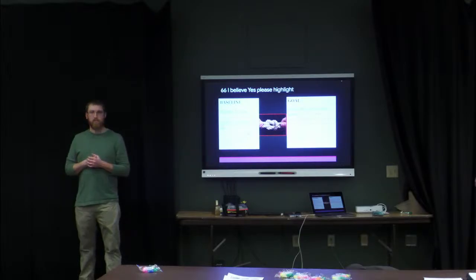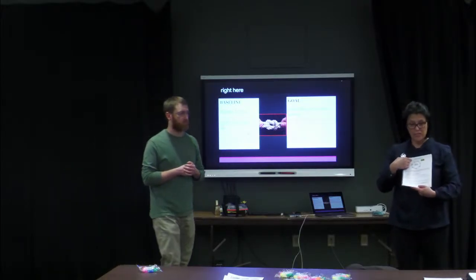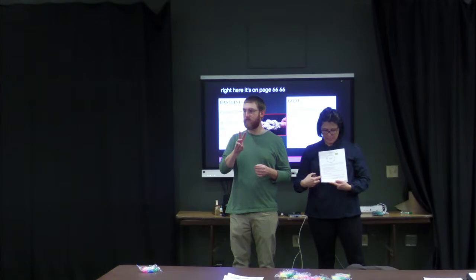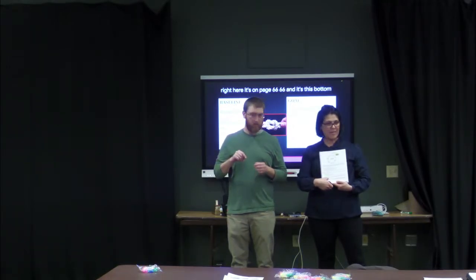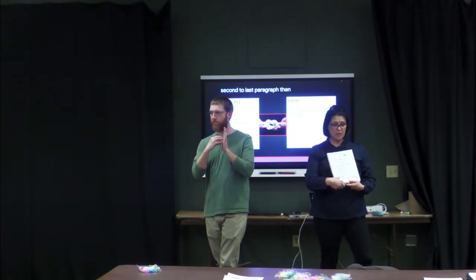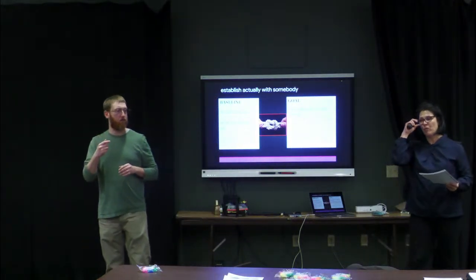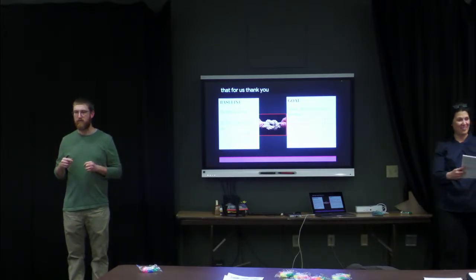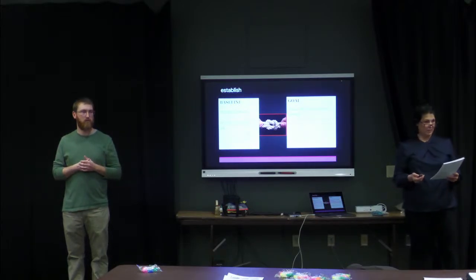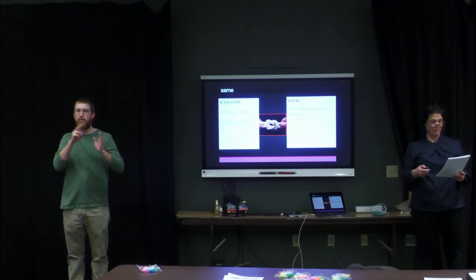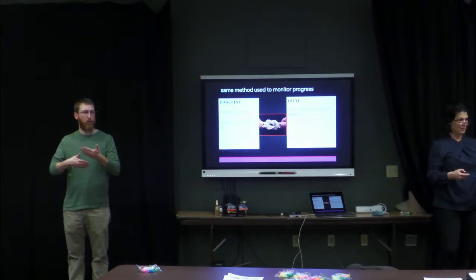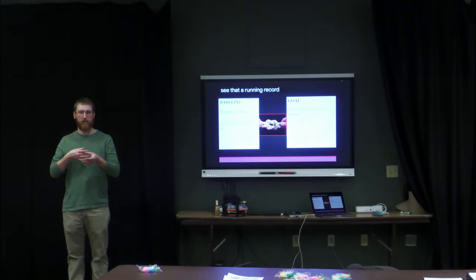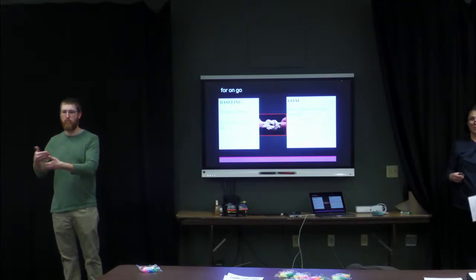Yes, please highlight this statement right here. It's on page 66. Okay. Page 66, and it's this bottom, second to last paragraph. The method used to establish, actually, would somebody read that for us as they underline? Who'd be willing to read that for us? Thank you. The method used to establish baseline performance should be the same method used to monitor progress. For example, if a running record is used to establish baseline for fluency, then a running record should be used for ongoing progress monitoring. So right there, it's telling us.